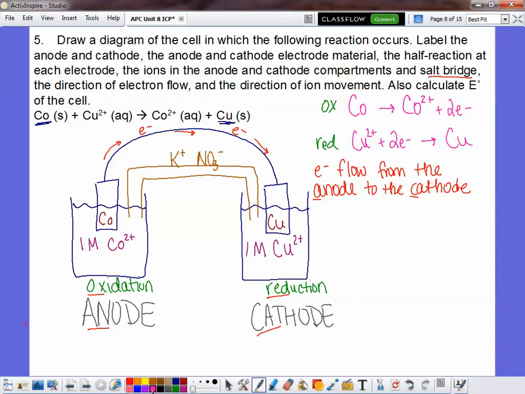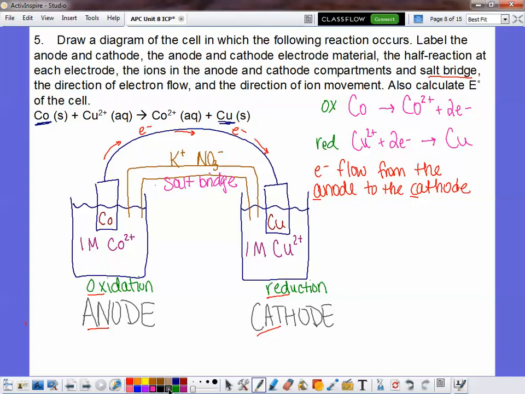In order to balance out the charge, if we didn't have the salt bridge, we would end up with a buildup of charge. If the electrons actually flowed, we'd end up with a buildup of charge on my cathode. So the salt bridge is there to balance it out. Okay? So this is my salt bridge. I forgot to label that before.